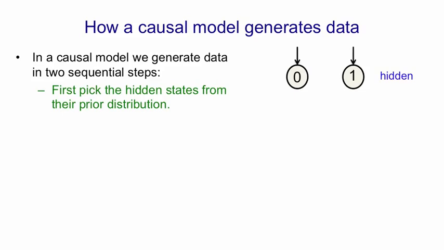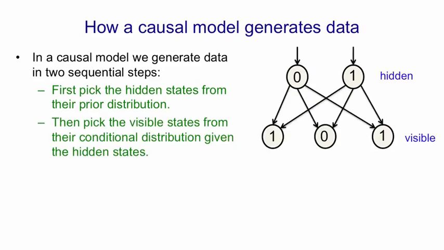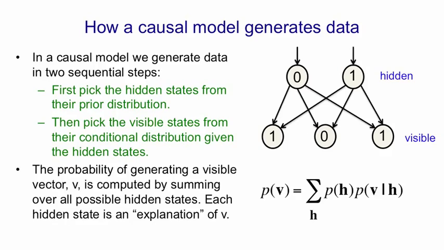Then, once we've picked a state for those, we would use those to generate the states of the visible units by using weighted connections in this model. So this is a kind of neural network causal generative model. It's using logistic units, and it uses biases for the hidden units and weights on the connections between hidden and visible units to assign a probability to every possible visible vector. The probability of generating a particular vector v is just the sum over all the possible hidden states of the probability of generating that hidden state times the probability of generating v given that you've already generated that hidden state. So that's a causal model.